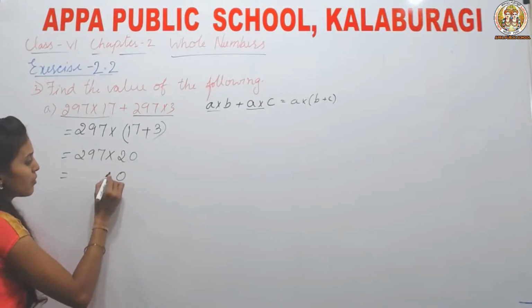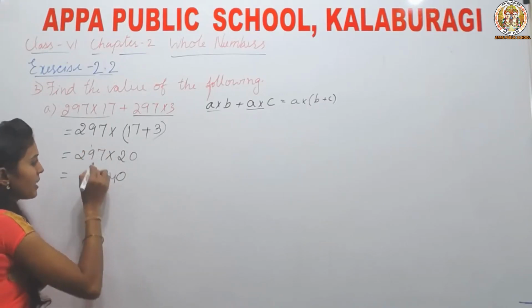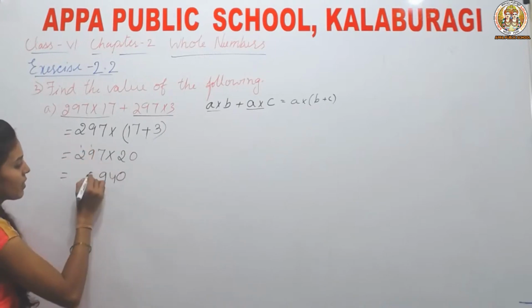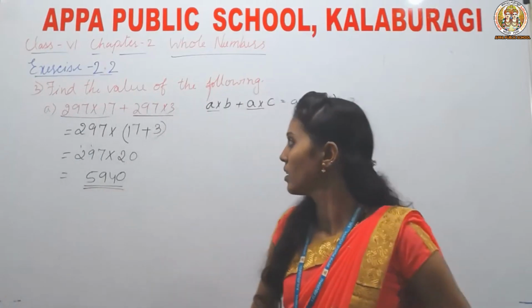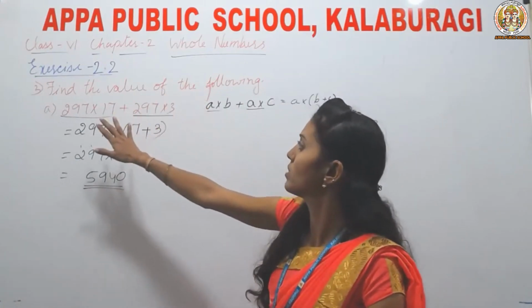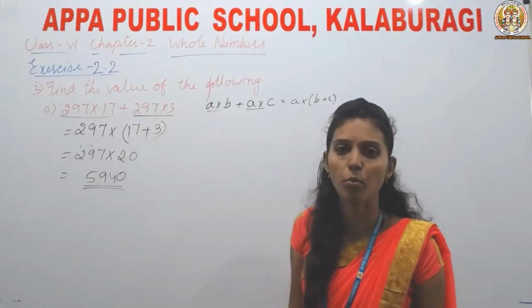Now, 2 7s are 14. 2 9s are 18 plus 1, 19. 2 2s are 4 plus 1, 5. Oh wow. Very easy, right? Here it was bigger numbers, two terms we had. See, very easy. This is the use of properties.